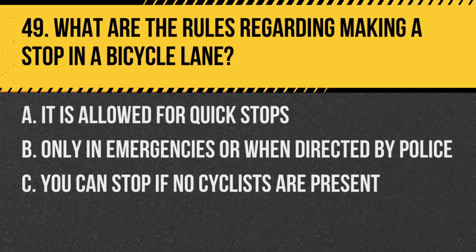Question 49. What are the rules regarding making a stop in a bicycle lane? A. It is allowed for quick stops. B. Only in emergencies or when directed by police. C. You can stop if no cyclists are present. Answer: B. Only in emergencies or when directed by police. Stopping in a bicycle lane is generally not permitted and can be dangerous for cyclists.